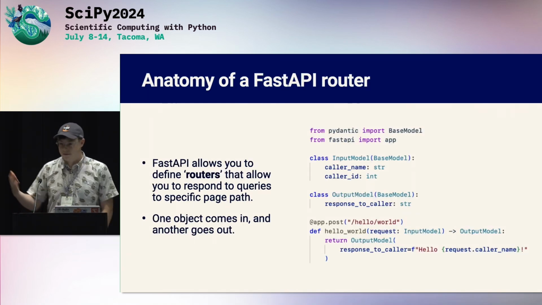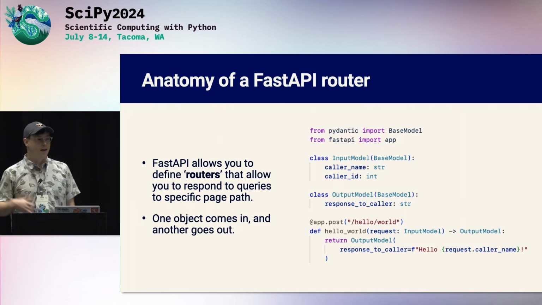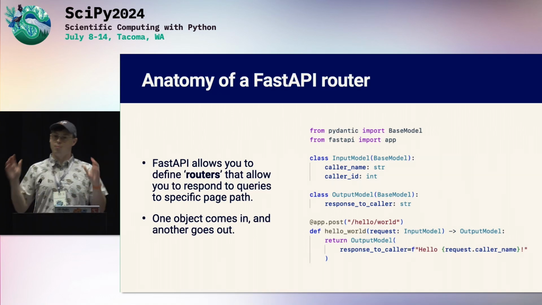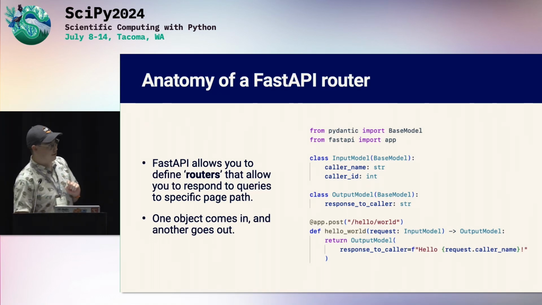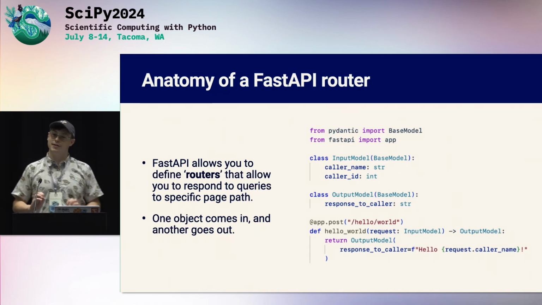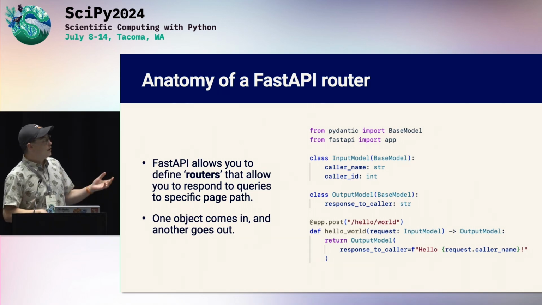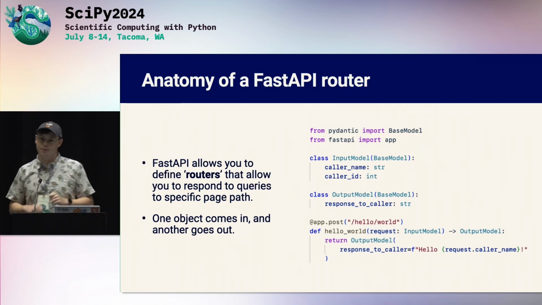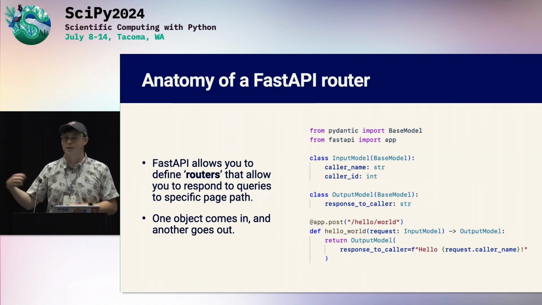So how does a FastAPI thing work? There's this general belief that if I'm building a web service, it needs to be this very polished thing. I don't necessarily agree with that. Not that the Librarian isn't a little polished, but FastAPI allows you to define routers. These respond to specific queries for a page.